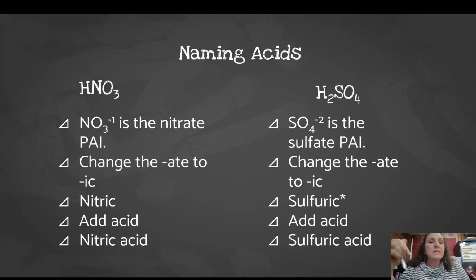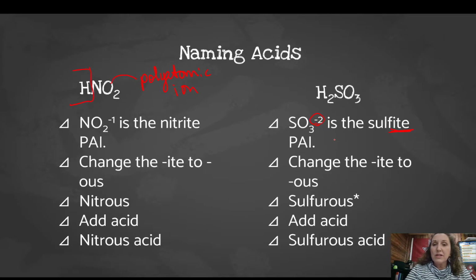NO3, -1 is the nitrate. So change the ate to an ic, nitric, and then add acid, nitric acid. H2SO4. SO4 is the -2, the anion, is the sulfate polyatomic ion. Again, from the chart. Change the ate to ic, and then add acid. So this is sulfuric acid.